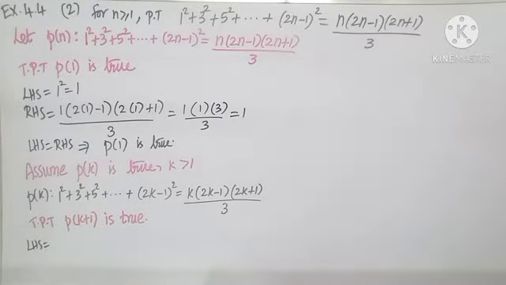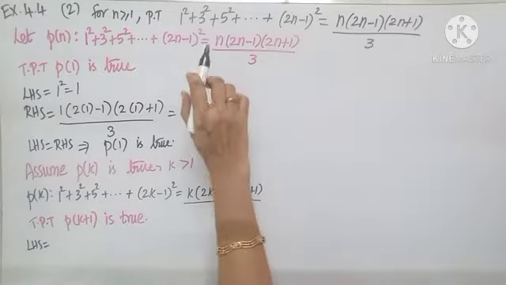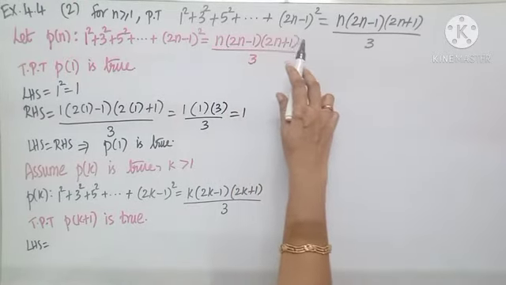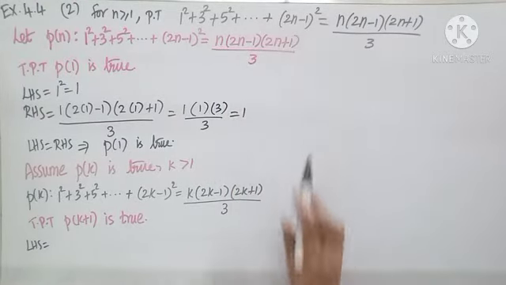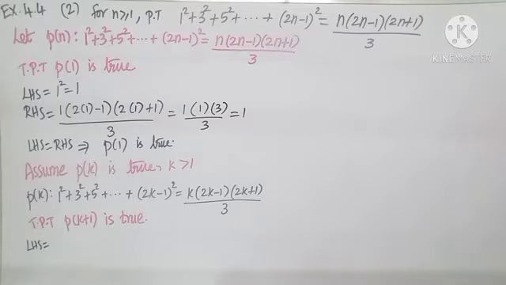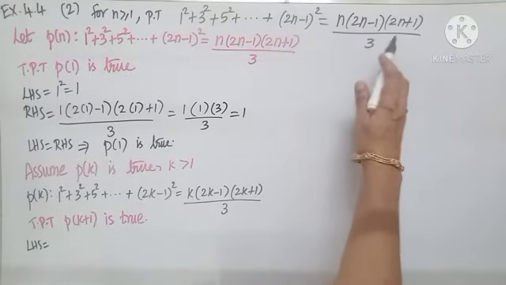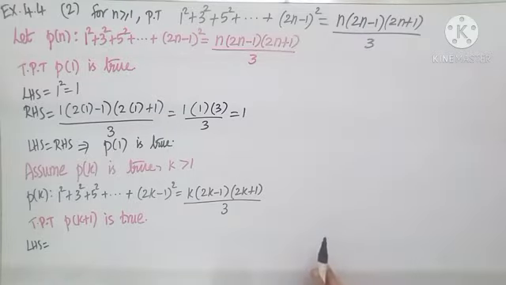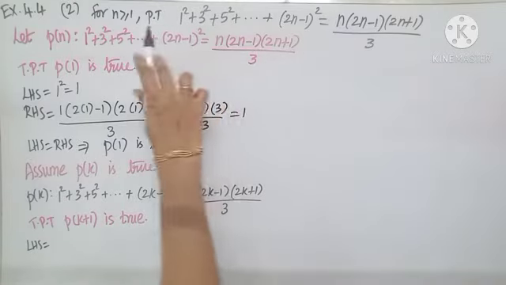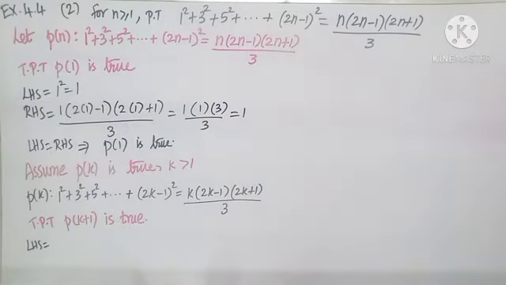Exercise 4.4, question number 2. For n greater than or equal to 1, prove using the method of mathematical induction 1 square plus 3 square plus 5 square and so on, 2n minus 1 the whole square equals n into 2n minus 1 into 2n plus 1 by 3. Consider the given statement as P of n.